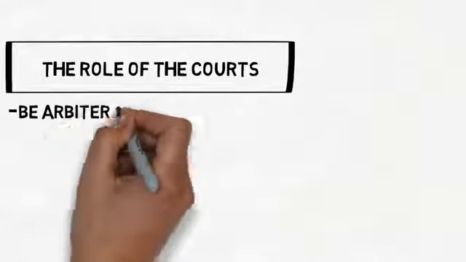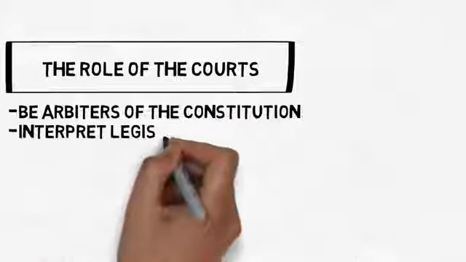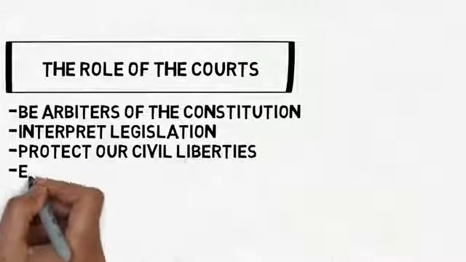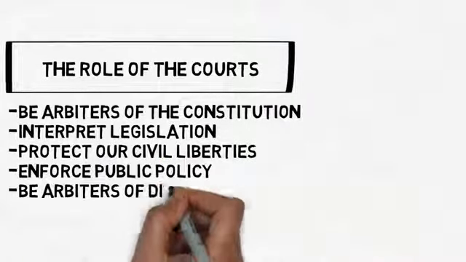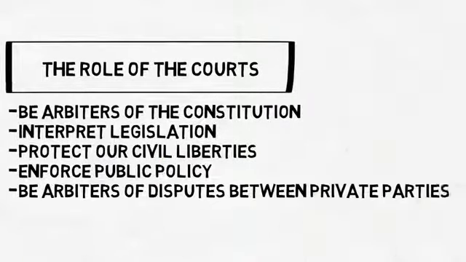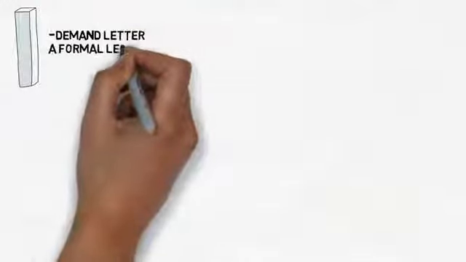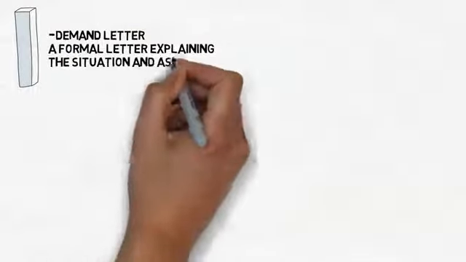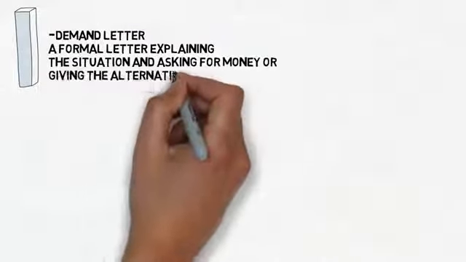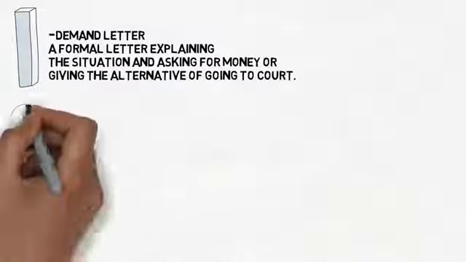The role of the courts: be arbiters of the Constitution, interpret legislation, protect our civil liberties, enforce public policy, be arbiters of disputes between private parties. The litigation process. First of all, you have the demand letter. This is a formal letter explaining the situation and asking for money or giving the alternative of going to court.